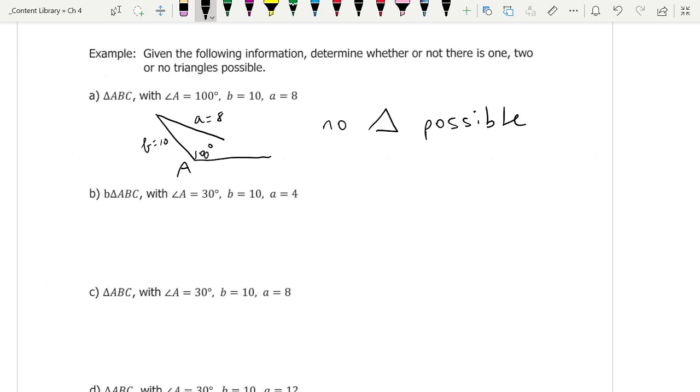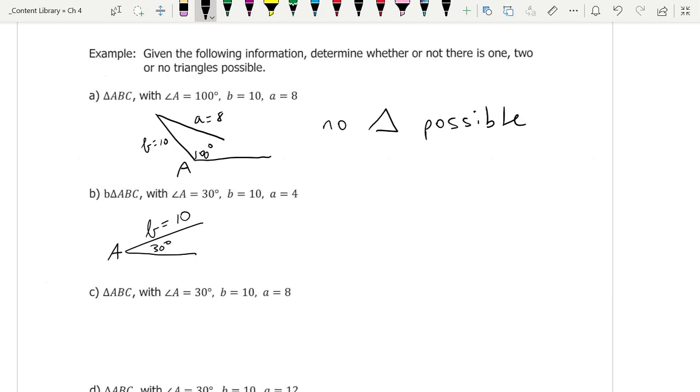All right, let's try the next one. If angle A is 30, so I'm going to estimate a 30-degree angle in my head here, and B, the adjacent side, is 10, and A is 4. Is 4 a long enough line to make it to the bottom if B is 10? I honestly don't know. Some people are shaking their heads no, because they remember the activity, and they remember that you need to be half of 30 at least to make it to the bottom, because sine of 30 is special. Sine of 30 is exactly a half.